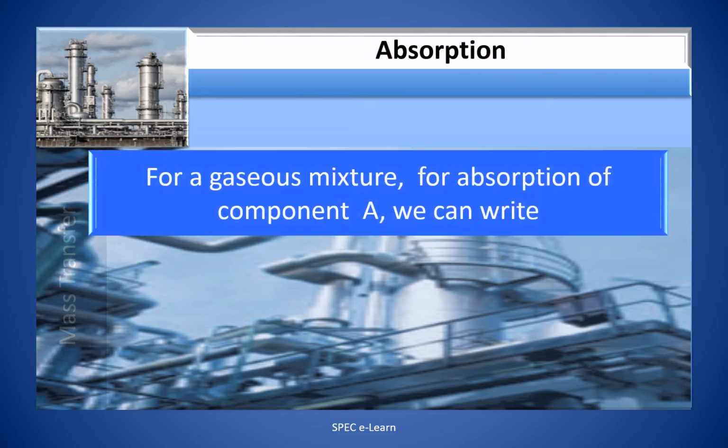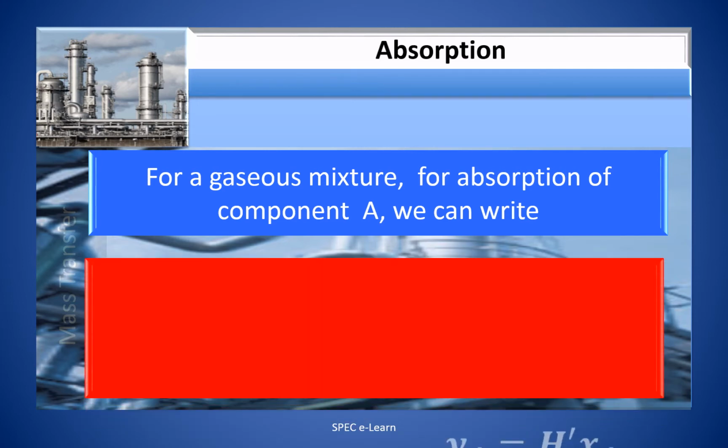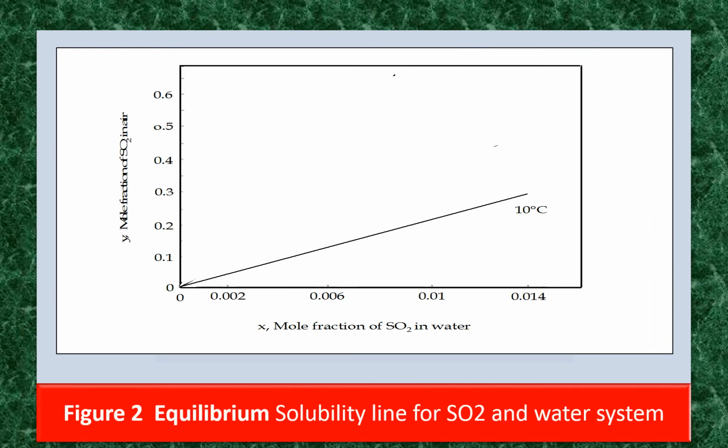For a gaseous mixture, for absorption of component A, we can write Ya is equal to H dash Xa. Illustrated in this figure is an equilibrium solubility line for sulfur dioxide in water, a plot of X versus Y. Note that the equilibrium line starts from 0.